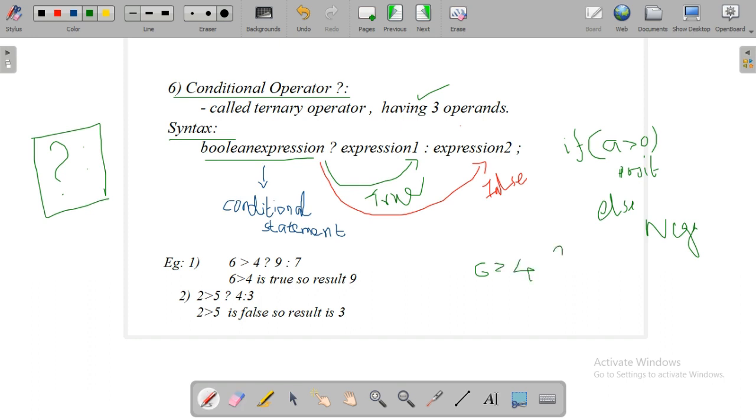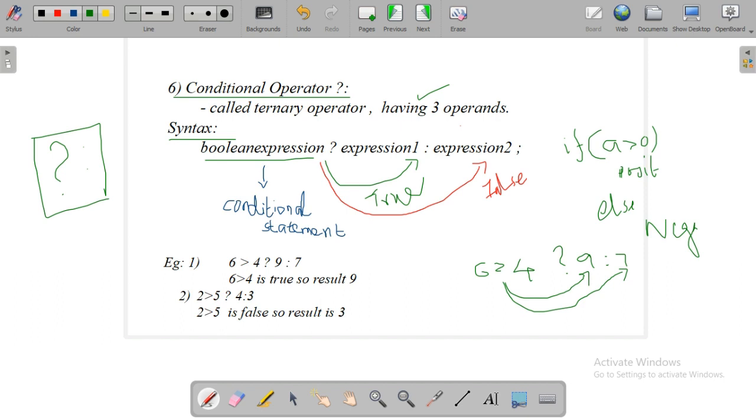Example here, 6 greater than 4. 6 is greater than 4, yes or no? Yes, that we know. So first one is the expression, then you should use this question mark. Then if it is true, what value it has to return, that value has to be written here. Then negative value, that is in the else part, we have to give after the colon. So when it is true it will execute this first part. If it is false it will execute the second part.